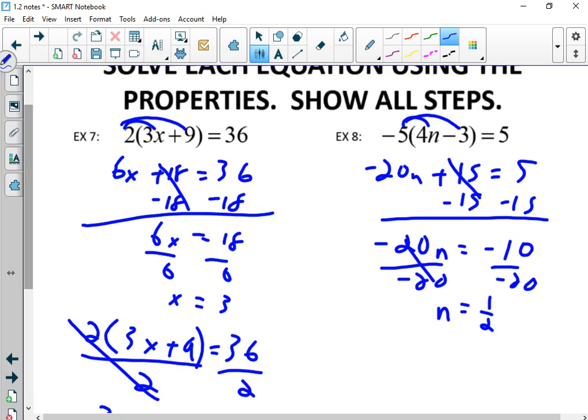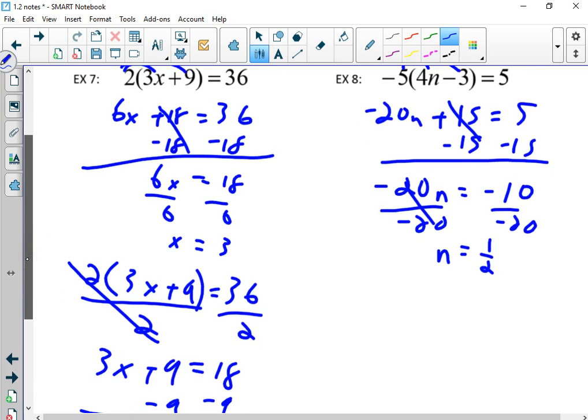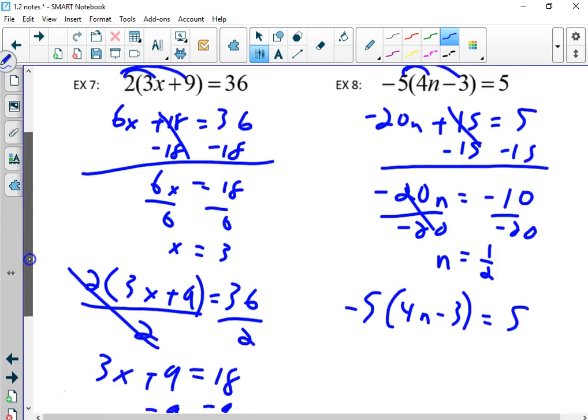And again, let's plug it in. 1/2 of 4 is 2. 2 minus 3 is negative 1. Negative 1 times negative 5 is positive 5. That's our answer. Yes, it's a fraction. It's okay. We can get fractions and decimals for answers. But let's rewrite it real quick. Negative 5, 4n minus 3 equals 5. Please rewrite that.